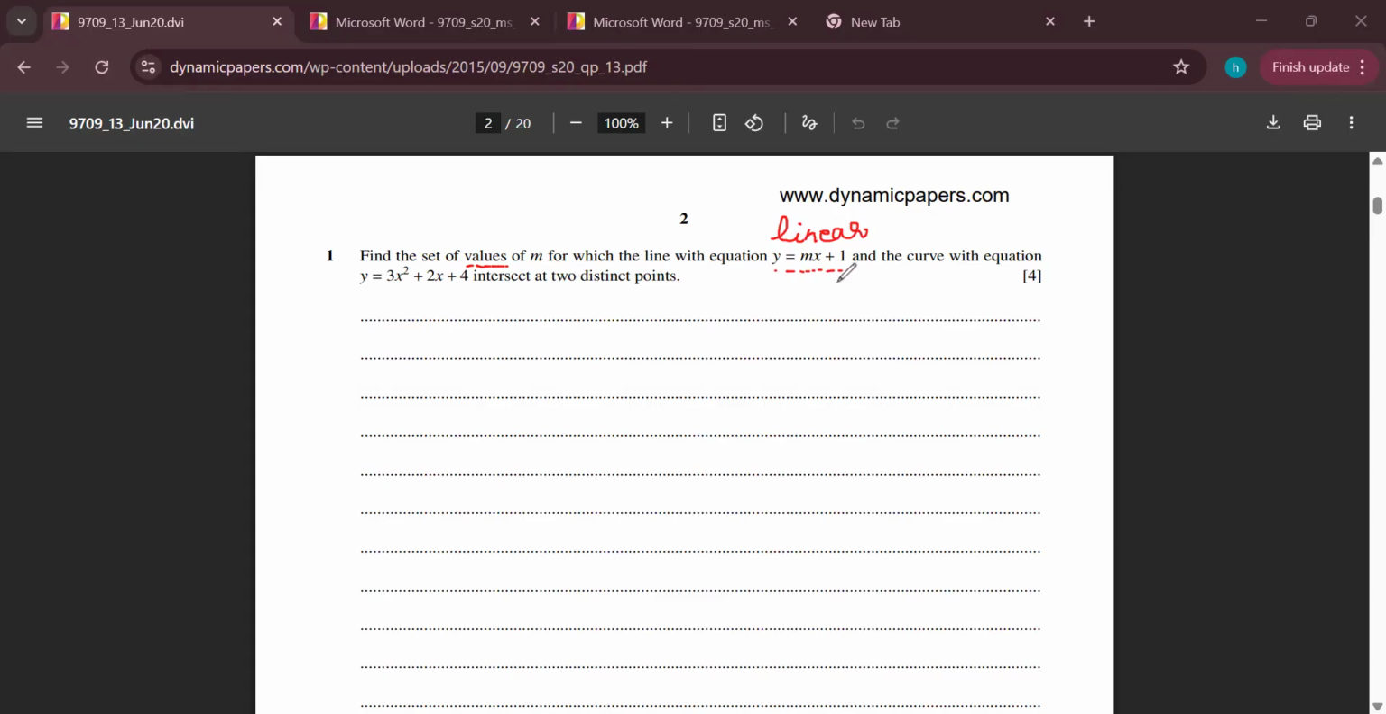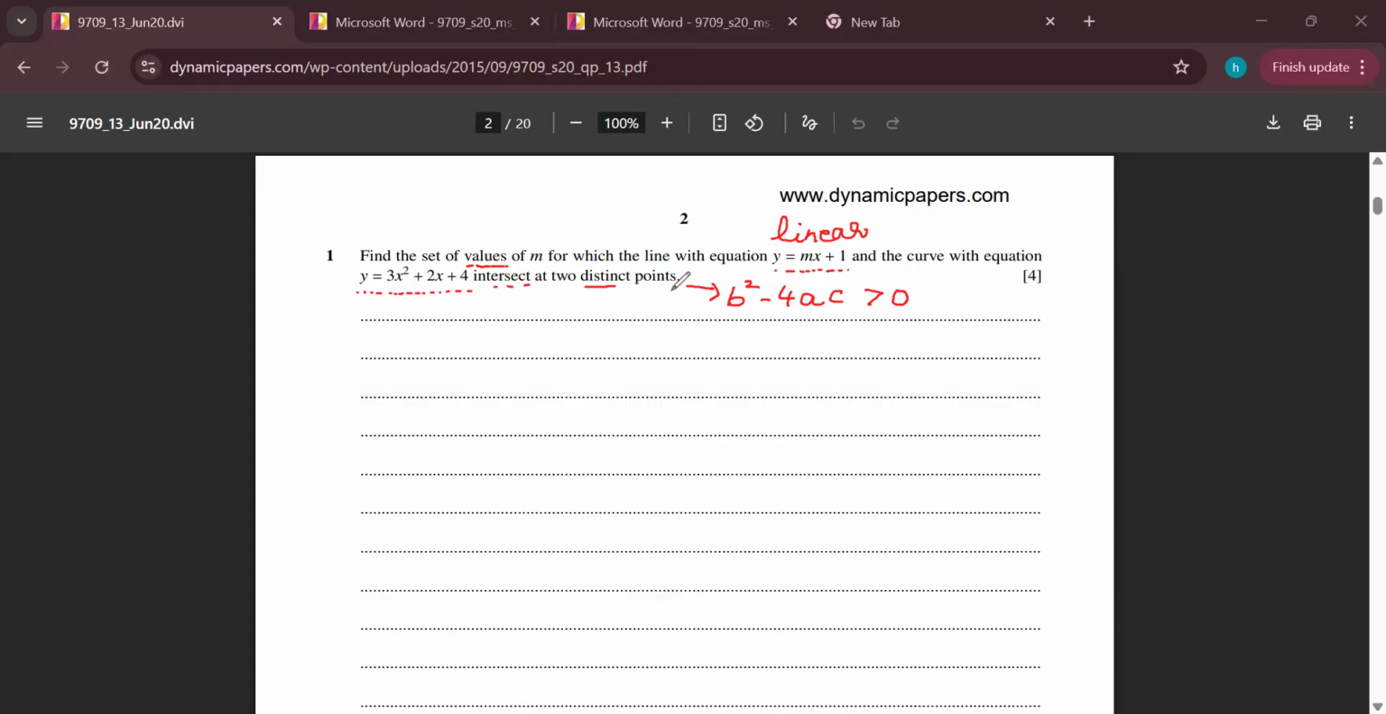This is y is equal to mx plus 1, and the curve with equation. The equation of the curve will be either quadratic, or it will involve multiples of x and y. In easy words, it will not be linear. When they say intersect at two distinct points, so when the word distinct is written, what should come to your mind very quickly? The discriminant, which is b square minus 4ac, and distinct means greater than 0. Now let's start our question.